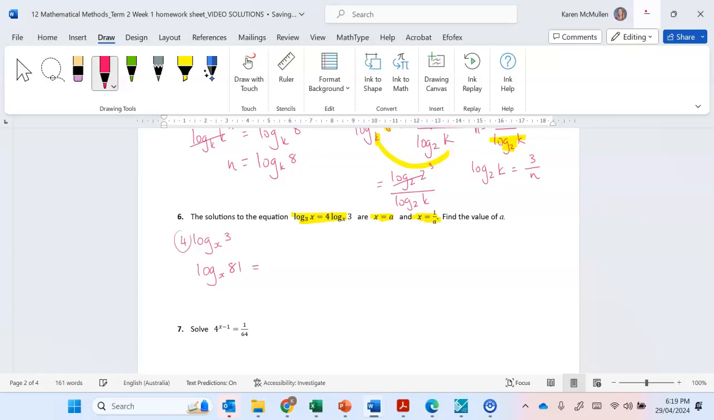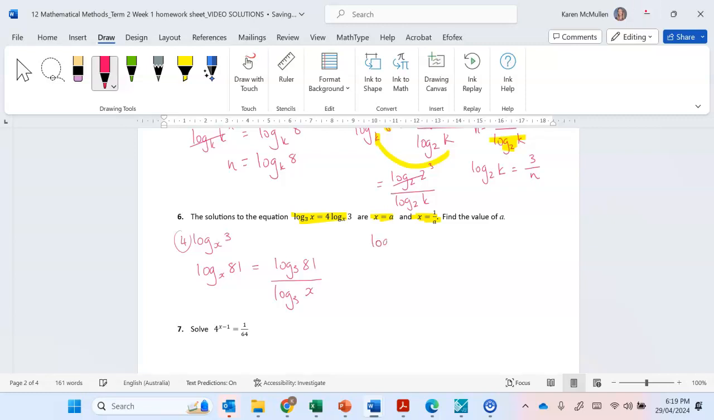All right, so if I'm changing it to a base of 3, it's a fraction: the log, whatever the base is, do it on the top and the bottom like that, and then the bigger number goes on the top and the base goes on the bottom. All right, so we just changed that base.